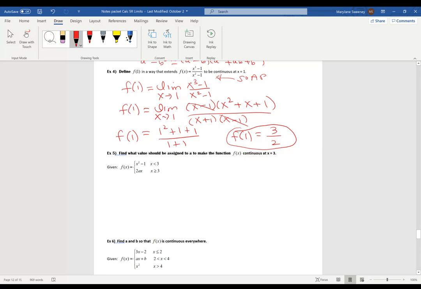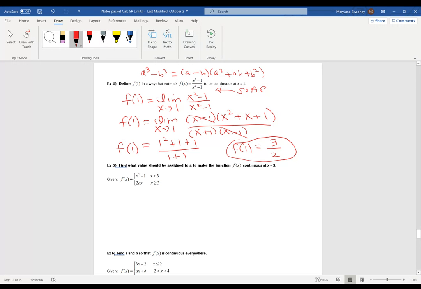Okay, now they say what value should be assigned to a to make the function f of x continuous at x equal 3. Well, in order to be continuous, we know the limit has to exist. In order for the limit to exist, the limit from the left has to equal the limit from the right. So the limit of f of x as x approaches 3 from the left would have to equal the limit of f of x as x approaches 3 from the right.